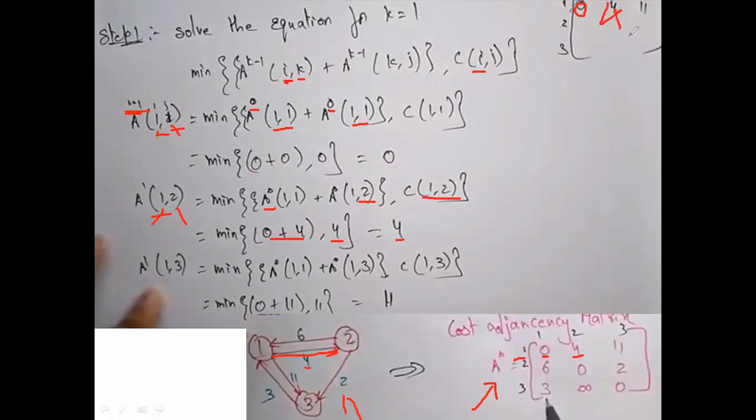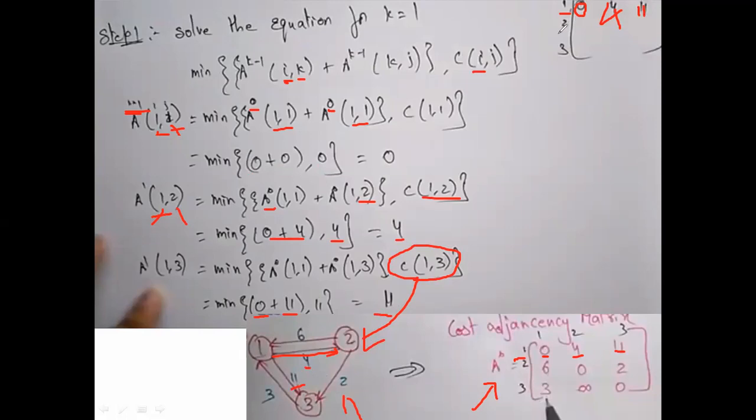Next, (1,3). Here 1 is i and 3 is j. Using the formula, (1,1) is 0, and (1,3) is 11. So 0 plus 11, and C of (1,3) from the graph: 1 to 3, what is the cost? 11. So 0 plus 11 is 11, and 11. The minimum is 11 only, so you have to update it in the A1 matrix.